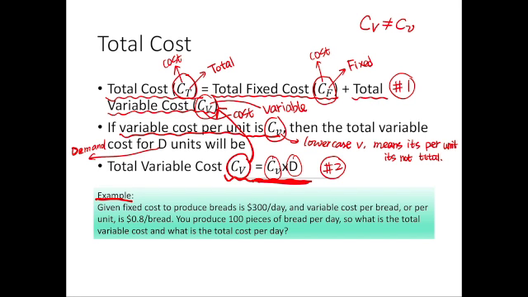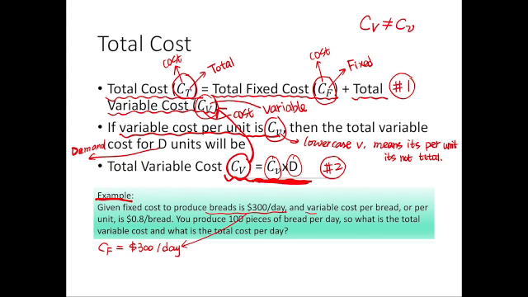So given fixed cost to produce breads, so we're still running a bread shop, okay? So we're running the bread shop, and the given fixed cost to produce breads is $300 a day. So total fixed cost is $300 a day. We can write it down here. C capital F, that's the total fixed cost, is $300 per day. Right? That's what the first sentence tells you.